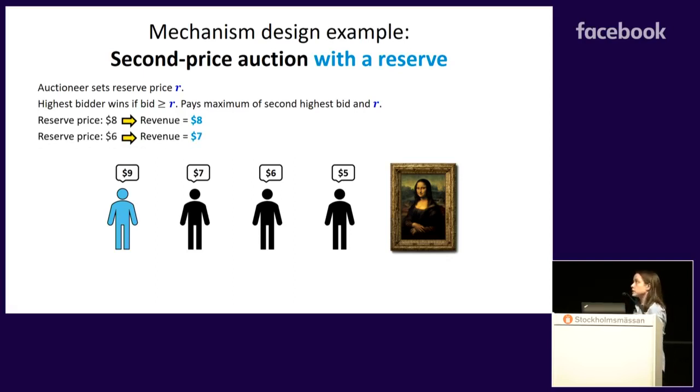But if we set the reserve price too low, then we kind of revert back to the second price auction. So if we set the reserve to be $6, then we get a revenue of $7 because that's the maximum of the second highest bid and the reserve.